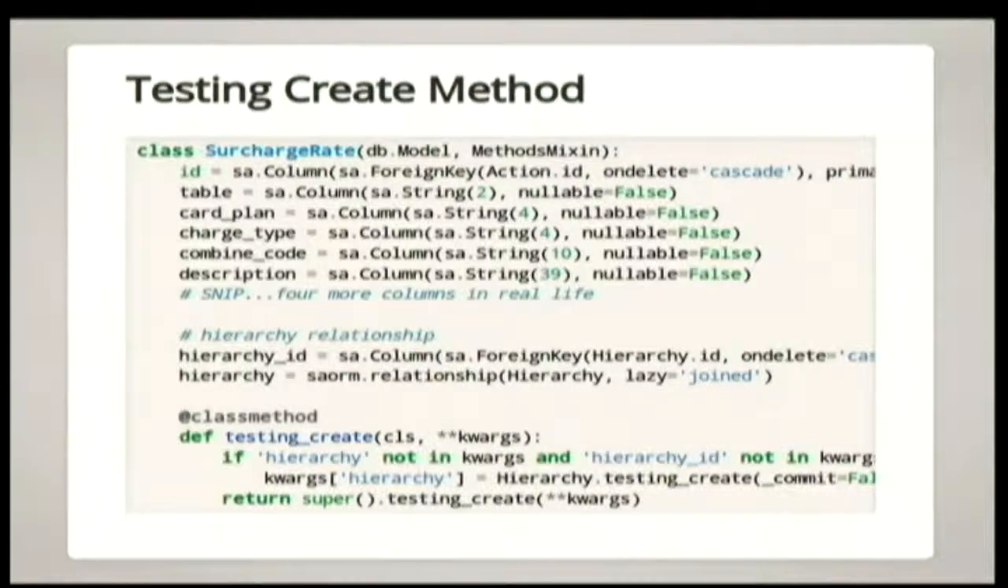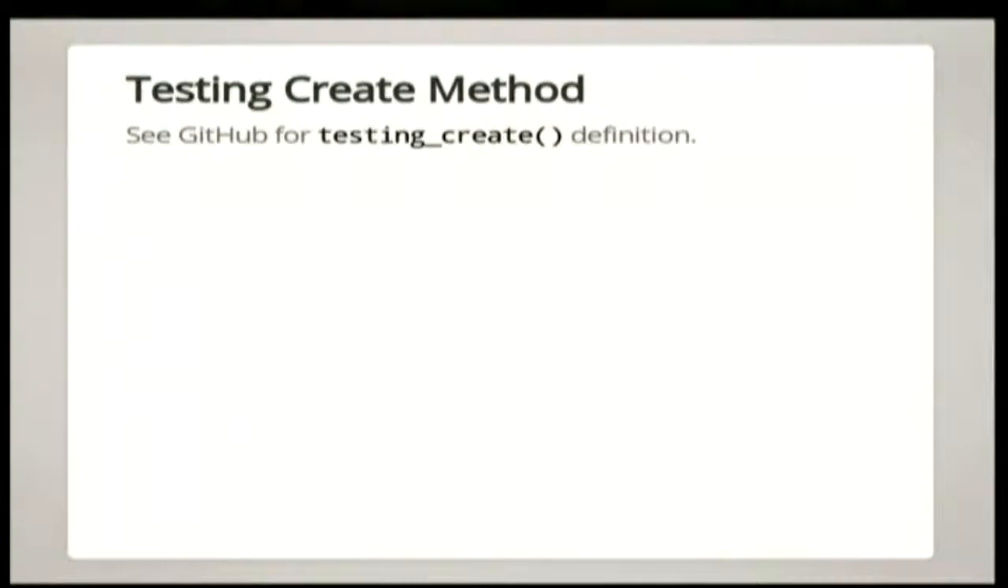If you look down at the testing create method, the only thing I have to worry about is creating a hierarchy, which is a relationship. And that's it. Everything else is getting taken care of by the parent testing create on our methods mixin. So I'm actually going to skip this.